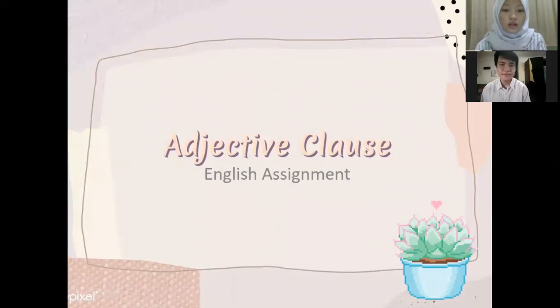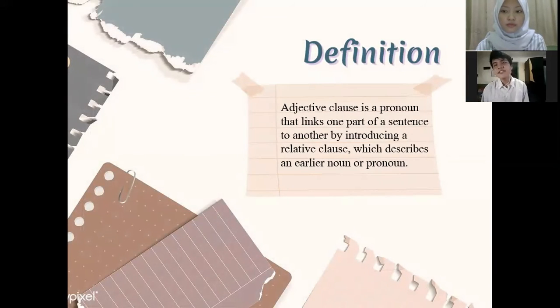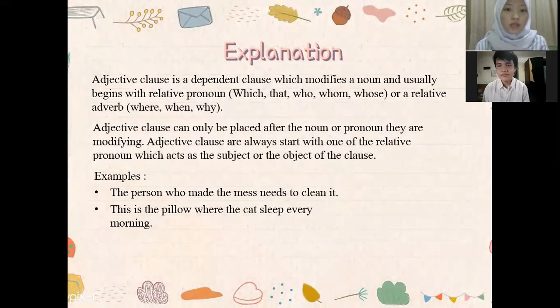Next, we're going to talk about adjective clause. The definition of adjective clause is a pronoun that links one part of a sentence to another by introducing a relative clause, which describes an earlier noun or pronoun. So the explanation is, an adjective clause is a dependent clause which modifies a noun and usually begins with a relative pronoun: which, that, who, whom, whose, or a relative adverb: where, when, or what.